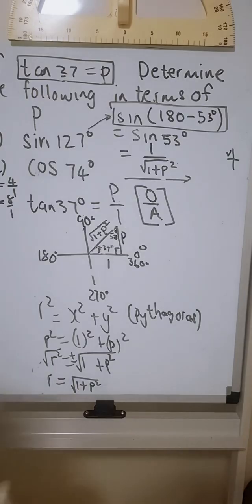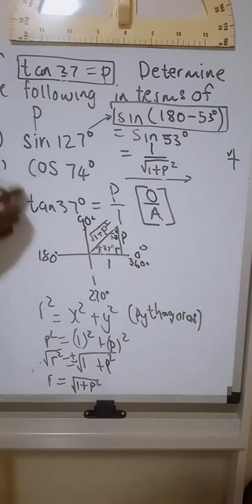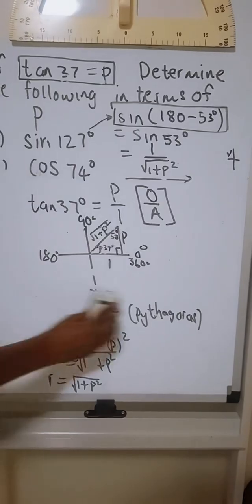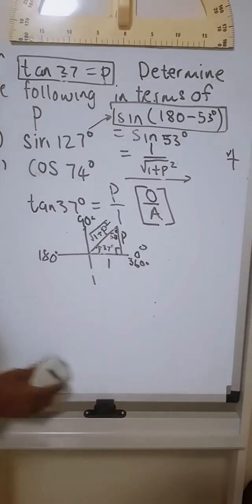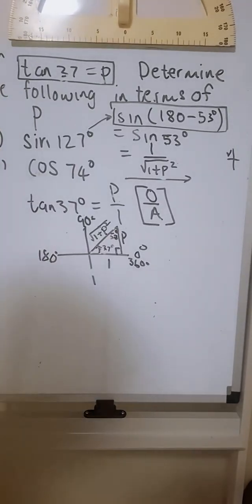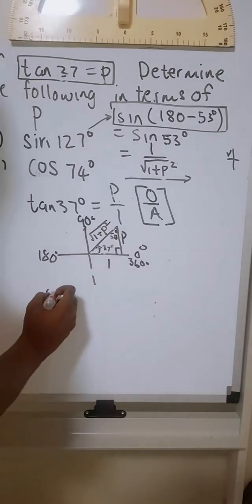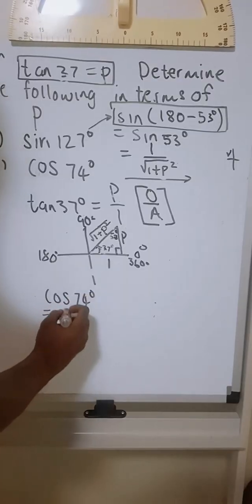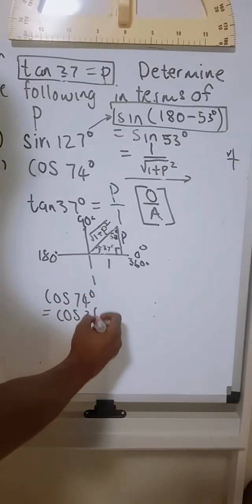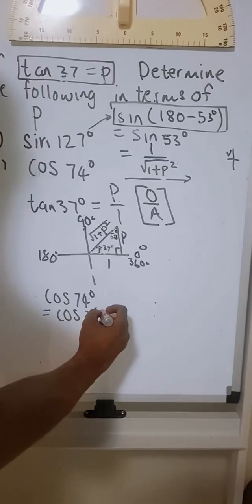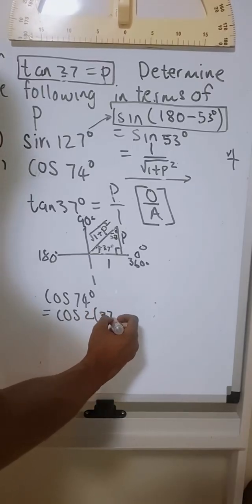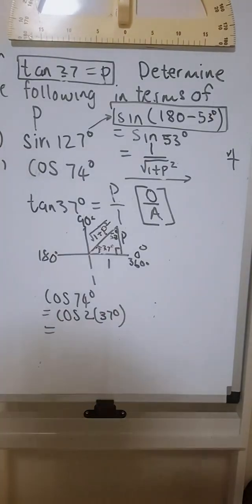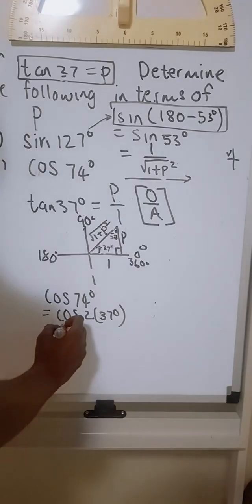Then the next one, or the last one, is cos of 74 degrees. Cos of 74 degrees, what can you say? Cos of 74 degrees is equal to cos of 2 times 37. So this is a typical double angle.